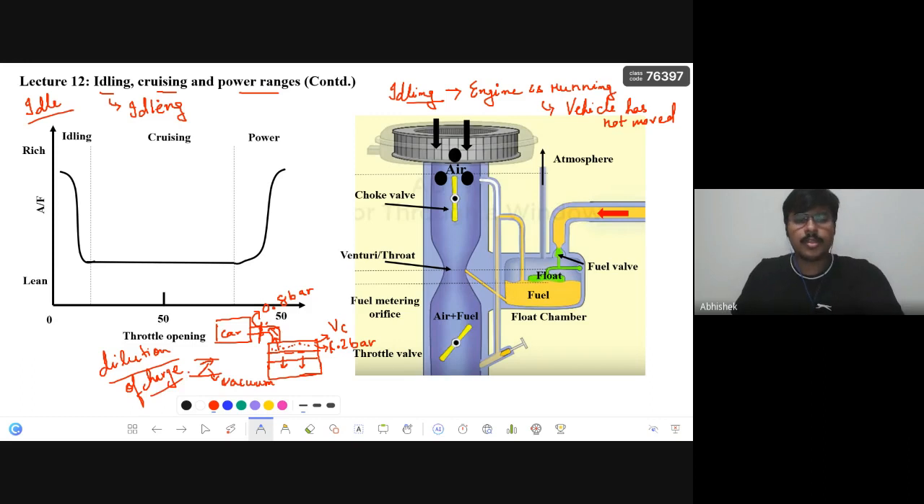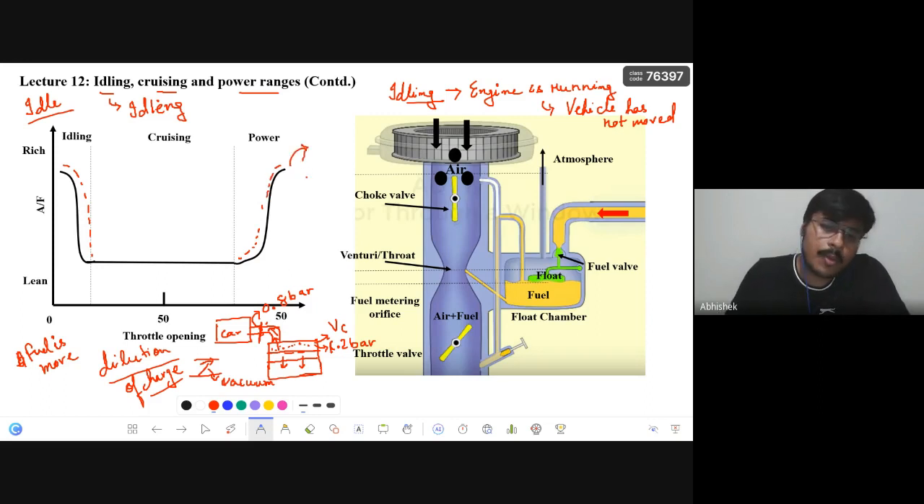This is called dilution of charge, and for this we supply a little bit richer mixture. Means that is fuel quantity is increased. Rich means fuel is more in that air fuel ratio. Fuel is more. That is why in idling cycle you can see it is richer mixture. Then next comes the powering cycle. It's very obvious that in powering cycle we need more power, so you need more fuel.